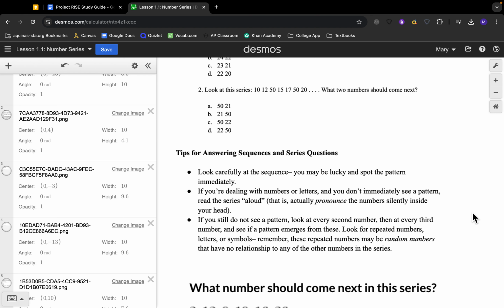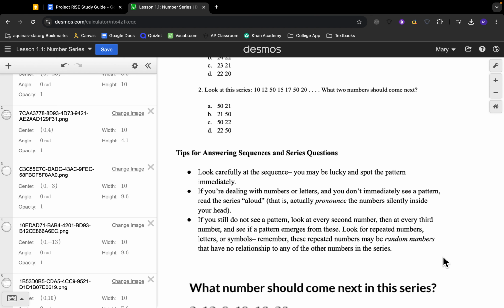Second tip says if you're dealing with numbers or letters or a mix of them and you don't immediately see a pattern, read the series aloud. That is, actually pronounce the numbers silently inside your head. I won't have any examples of this tip in this video, but lesson 1.3 does have an example of this question. Question 1 on lesson 1.3 will have an example of this, so if you want to see what that looks like, check out that video.